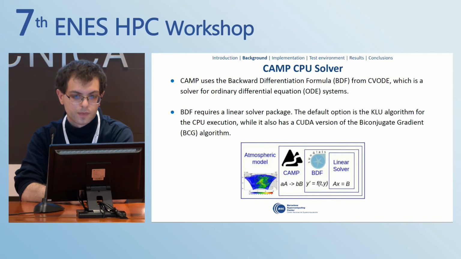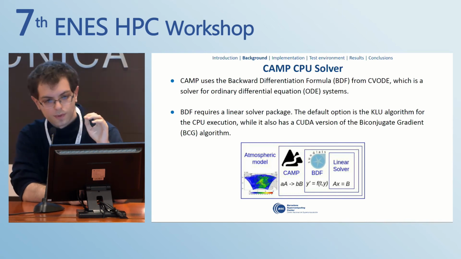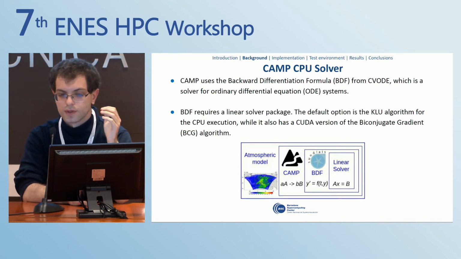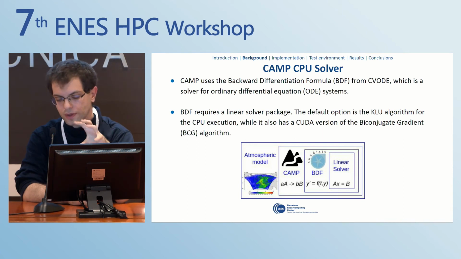Before presenting the GPU implementation, I have to take a very fast view of the CPU solver. Basically, CAMP uses the backward differentiation formula from the CVODE package, which is a solver for ordinary differential equation systems. And this BDF algorithm requires a linear solver package. By default, it uses the KLU algorithm for the CPU execution, while it also has a CUDA version of the conjugate gradient algorithm. In the image, we can see all the modules and packages in the same part.